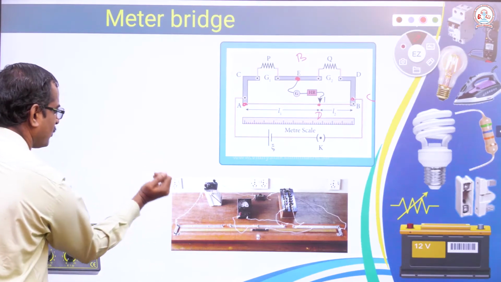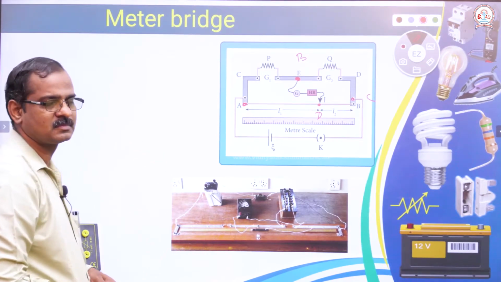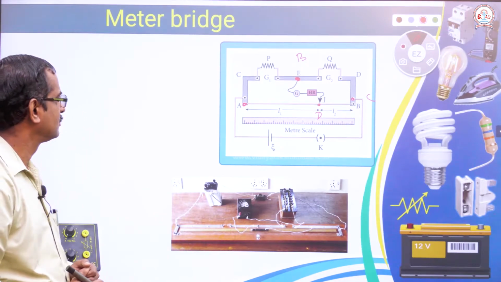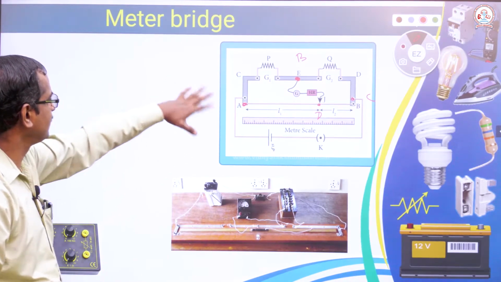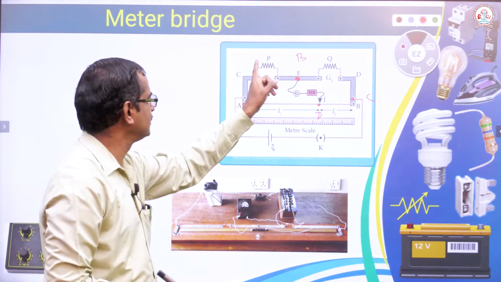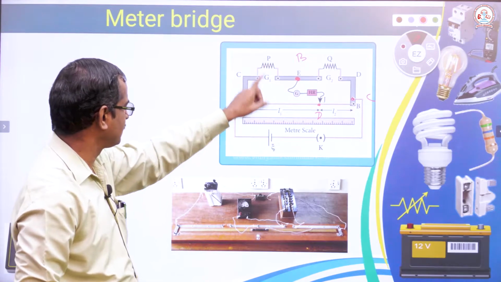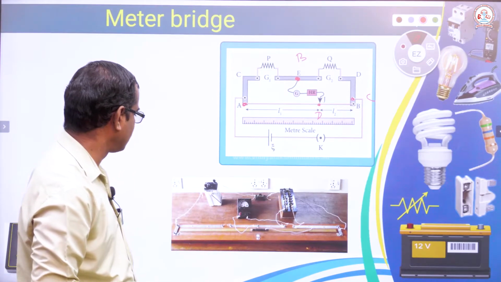That's the same reason why copper is not used here. Now, here, in P or Q, any one we will fix as a known resistor.